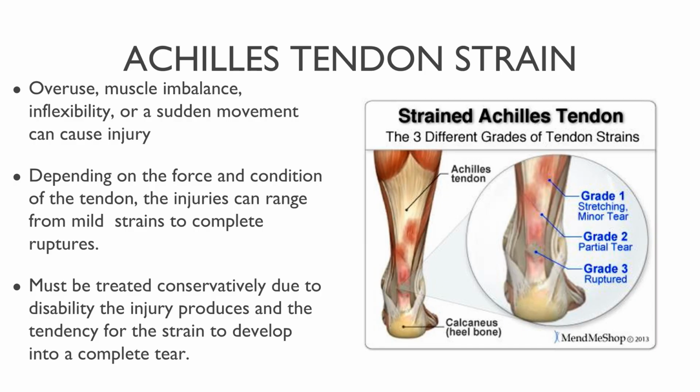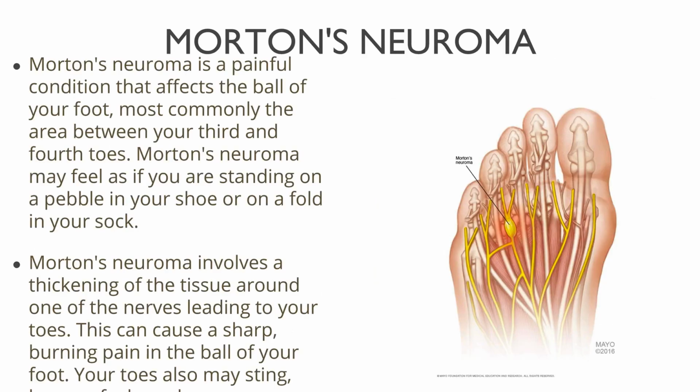Next, we have Morton's neuroma, which is a painful condition that affects the ball of your foot, most commonly the area between your third and fourth toes. Morton's neuroma may feel as if you are standing on a pebble in your shoe or on a fold in your sock. It involves a thickening of the tissue around one of the nerves leading to your toes, causing a sharp, burning pain in the ball of your foot. Your toes may also sting.